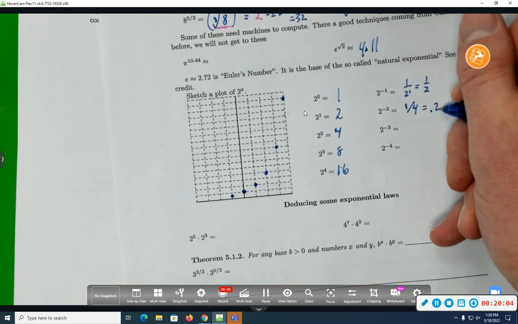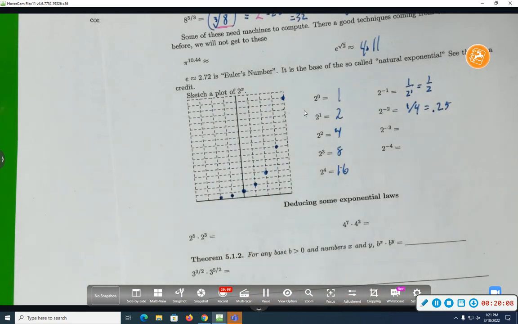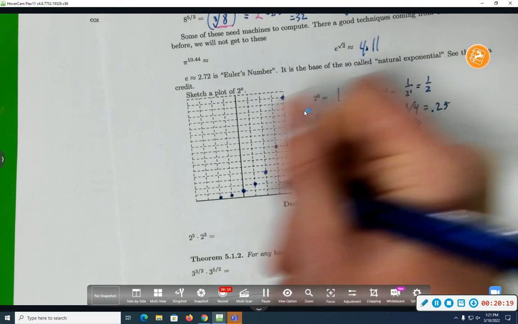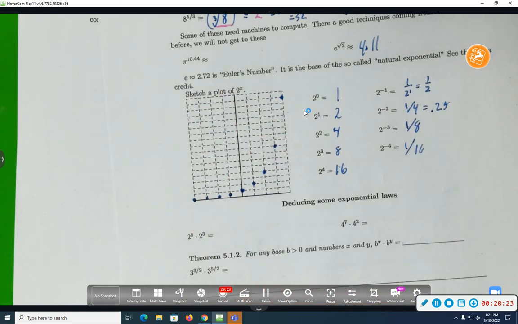Which I guess if you like decimal approximations, you can write that as 0.25. 2 to the negative 3 should be half of that. What's half of a quarter? 1/8. And finally, 2 to the negative 4 is 1 over 16. And I think at the scale I'm able to draw, I can't differentiate between 1/16 and 0, basically.